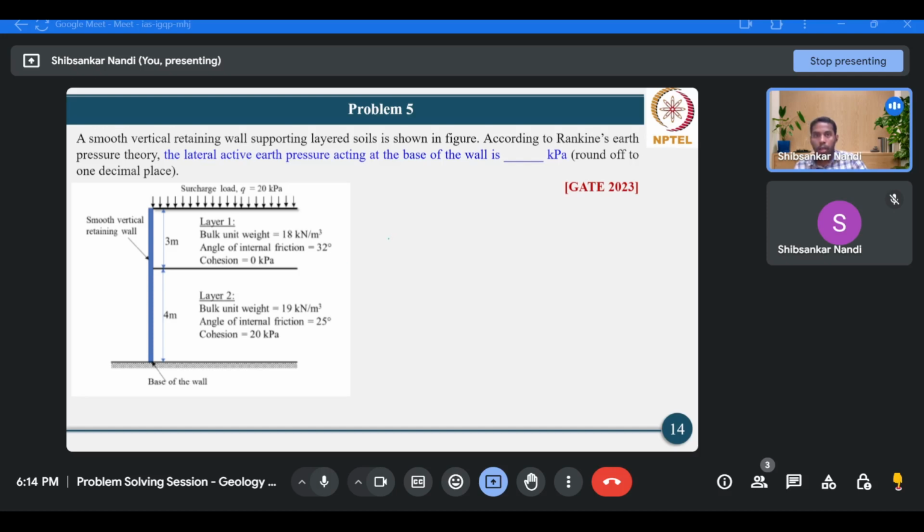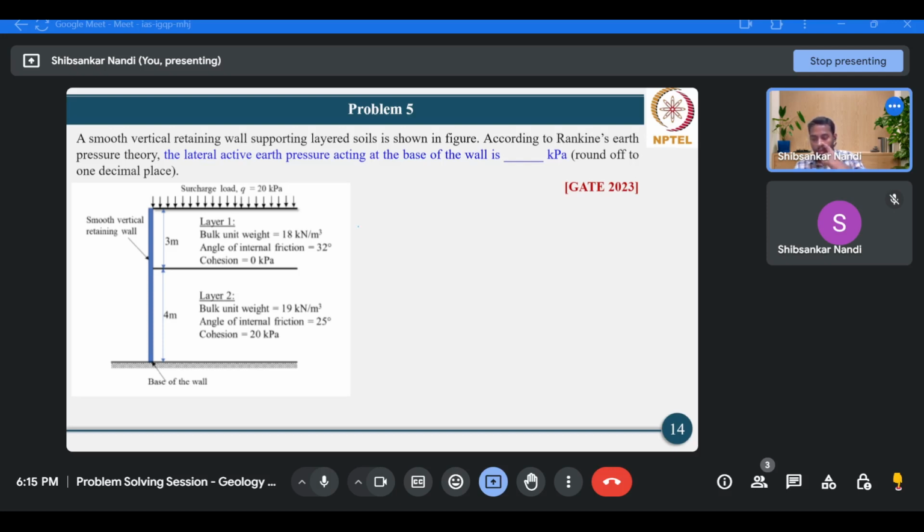So we have to first check at what depth we have to calculate the active earth pressure. And as we can see from this problem, we have to calculate the active earth pressure at the base of the wall. And this base of the wall is basically falling inside layer 2. So therefore, the calculation of active earth pressure coefficient only for layer 2 will be sufficient to address this question.